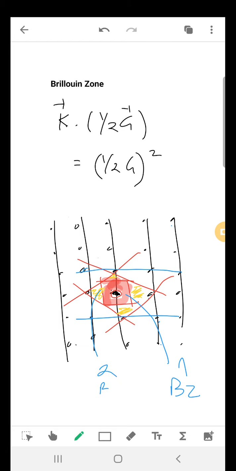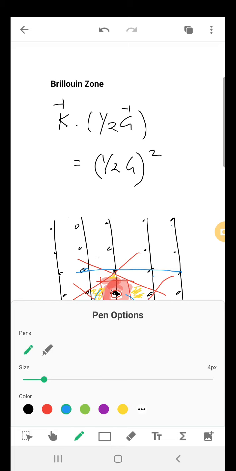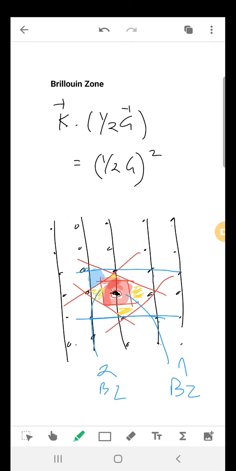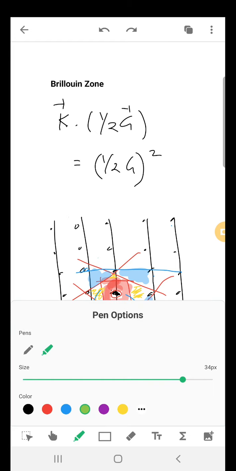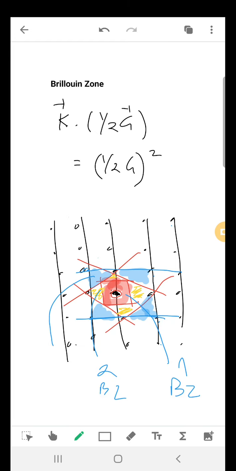The yellow one, and again these are the last perpendicular bisectors, so we again draw these. So these areas, this one and this one, will form the third Brillouin zone. So basically, it is the formation of perpendicular bisectors.